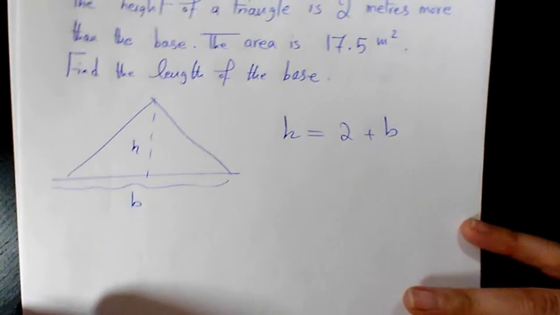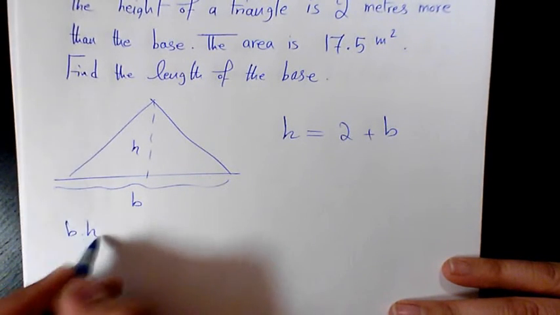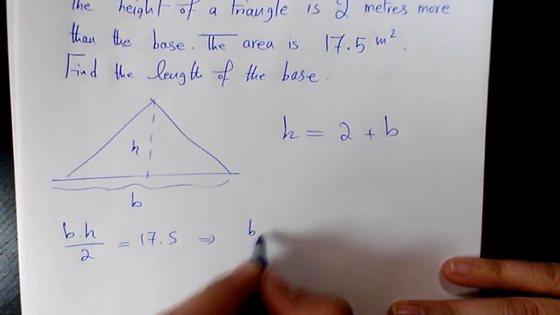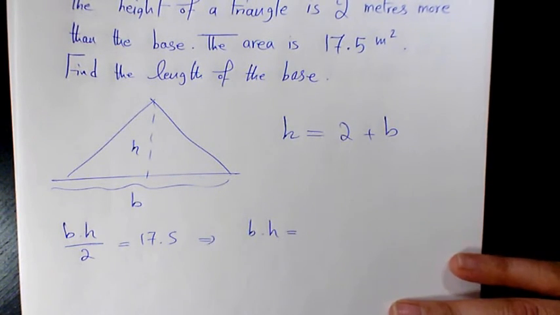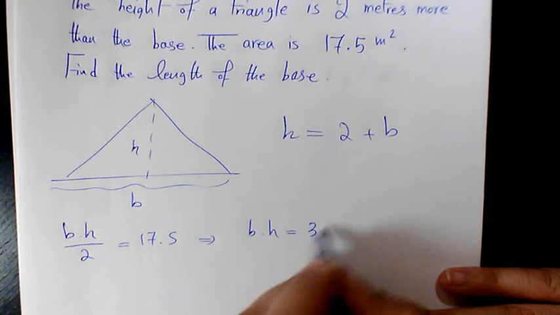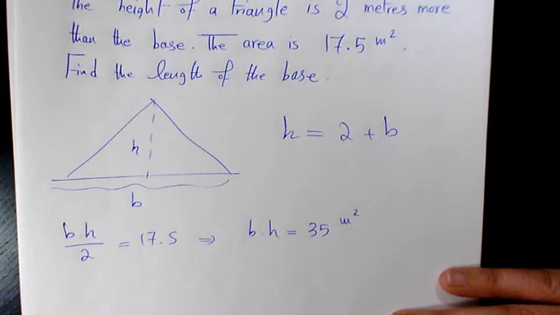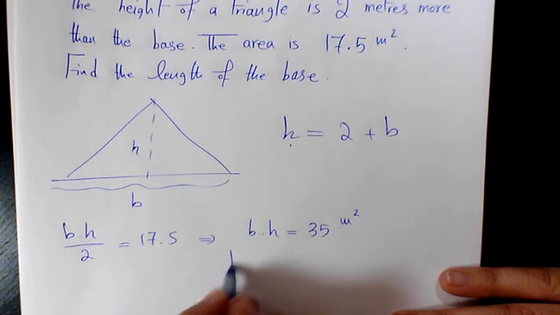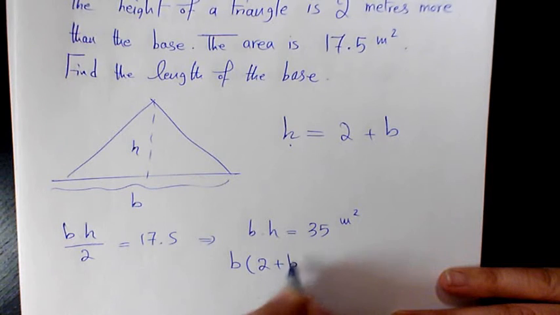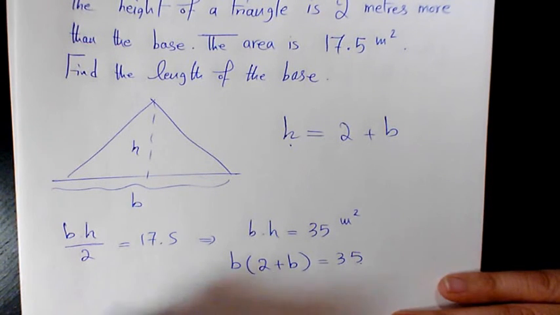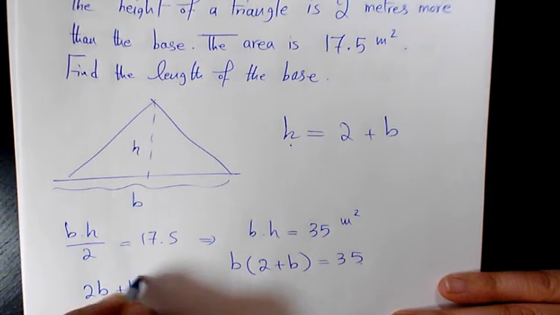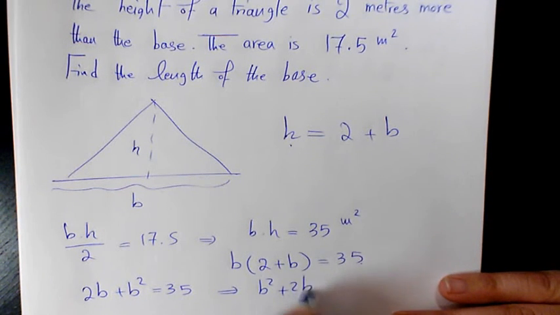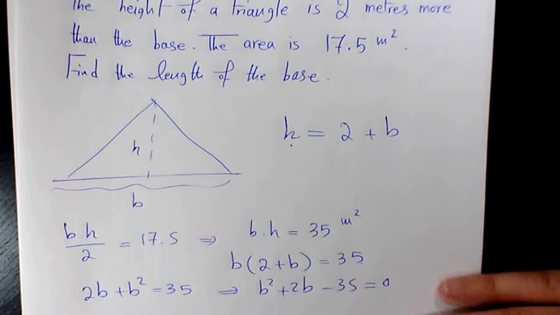The area of the triangle is b times h divided by 2, which is 17.5, which means b times h is 17.5 times 2. That's going to give us 35 square meters. Now instead of h, I'm going to put 2 plus b. So b times 2 plus b equals 35. So 2b plus b squared equals 35, which means that b squared plus 2b minus 35 equals 0.